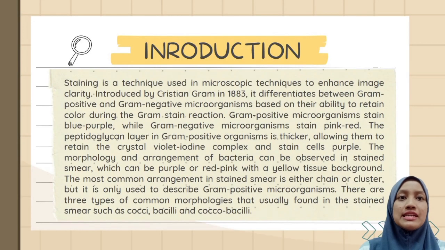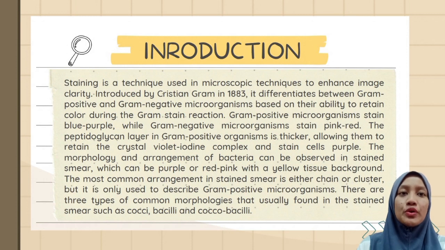Gram staining, introduced by Christian Gram in 1883, differentiates between gram-positive and gram-negative microorganisms based on their color reaction. Gram-positive organisms stain blue-purple, while gram-negative organisms stain pink-red. Stains also display bacterial morphology and arrangement, with common morphologies being cocci, bacilli, and coccobacilli. The technique also improves image clarity under the microscope.